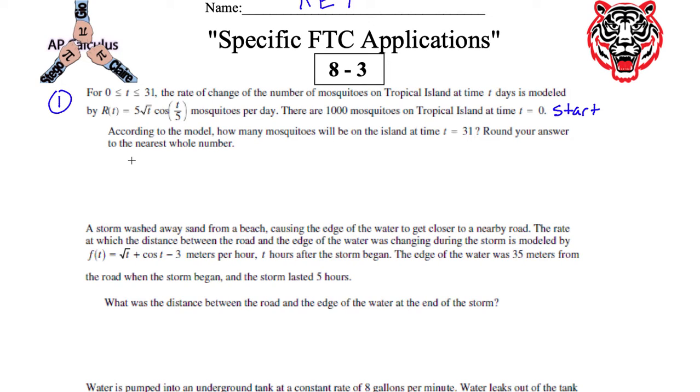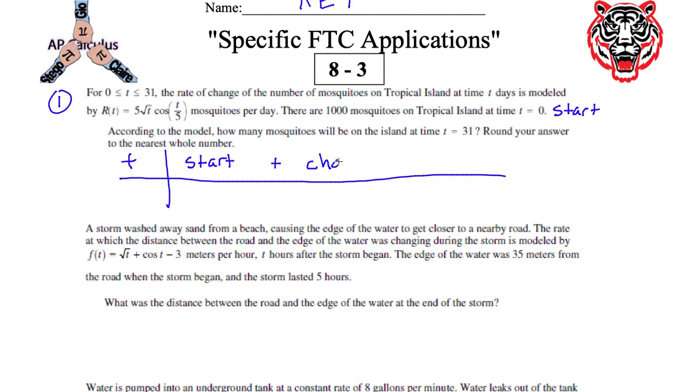So that means if I'm doing my table, I'm saying my t. Here's my informal table. You don't need to make a full table. I'm just showing you my work here. This is my start plus change is equal to the end. So my t here is t equals 31. My start is 1,000. My change is the integral from my start time 0 to the time it's asking for, 31, of that capital R of t dt equation.